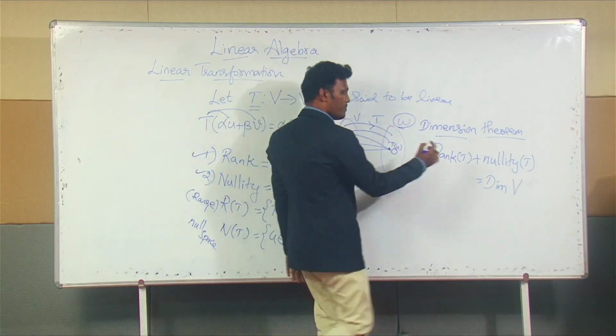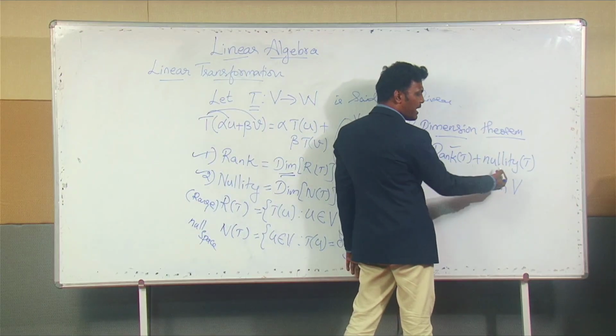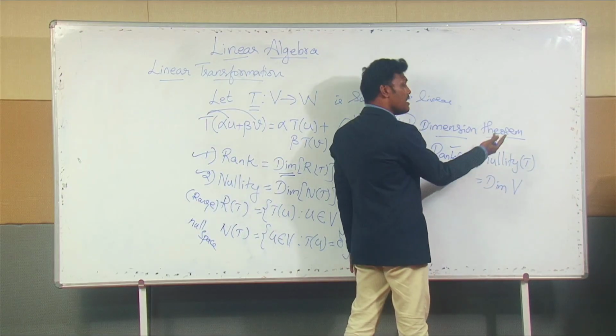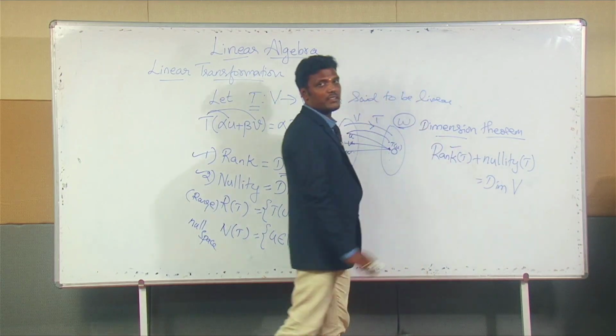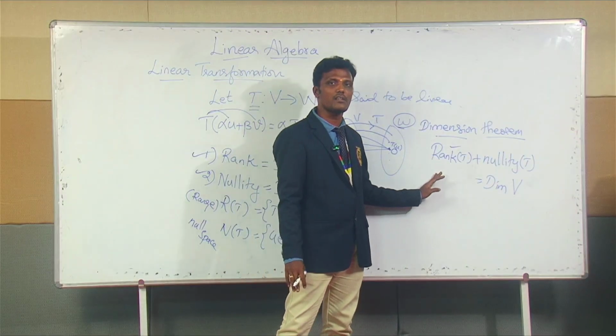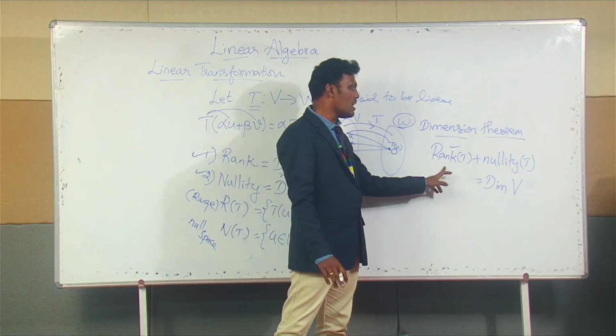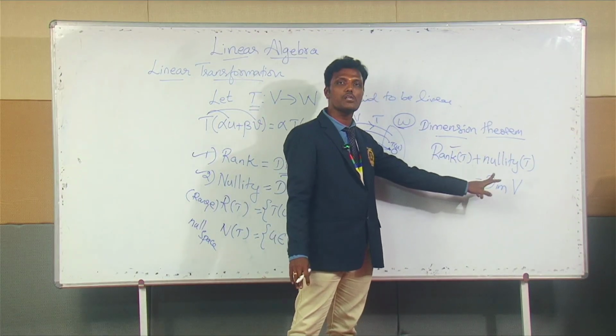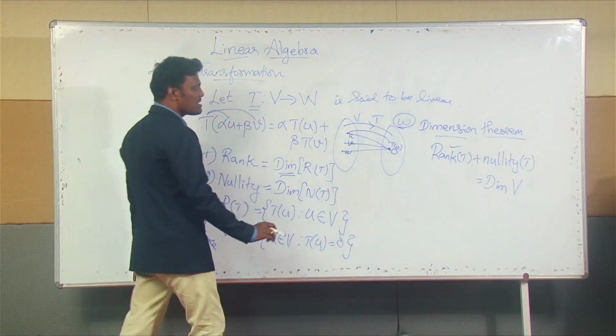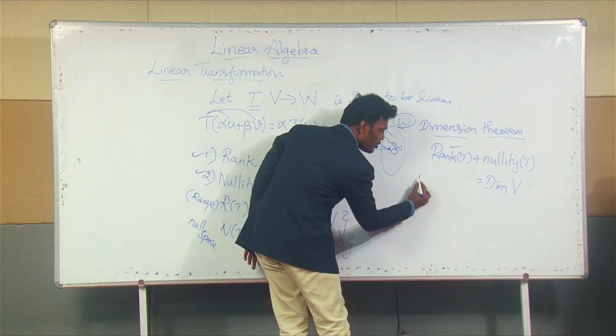If you know the rank, then you can easily find the nullity. If you know the nullity, you can easily find the rank. So this theorem plays a vital role in linear transformation. Rank plus nullity equal to dim V. Some of the basic results you have to know.